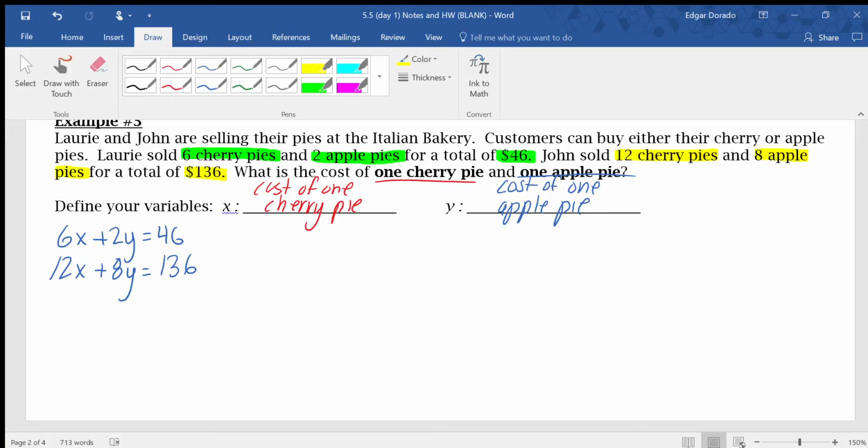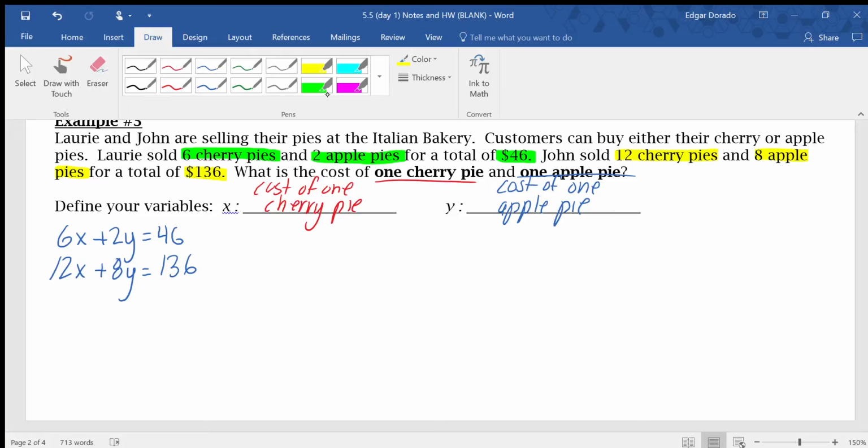Now we have to decide if we're going to use graphing, substitution, or elimination. Well, as you can see here, there's nothing all by itself, like nothing that says x equals or y equals. I probably don't want to use substitution. Graphing, again, we don't have 2 things in slope-intercept form, so probably graphing wouldn't be the best idea. So we're going to resort to elimination, just like we did in the past 2 problems.